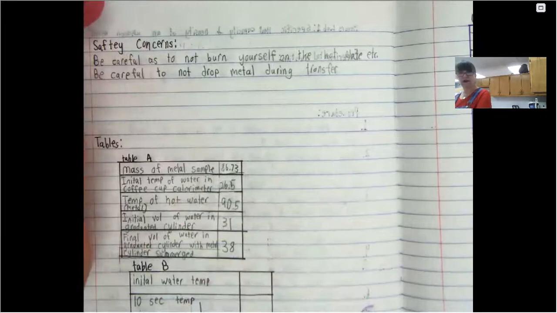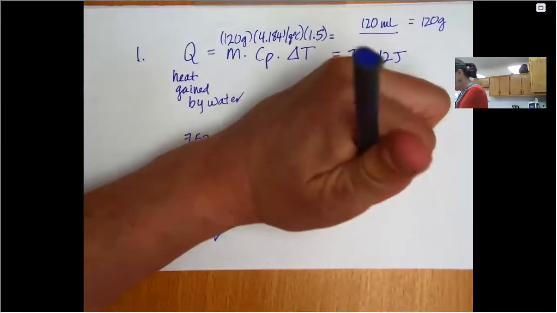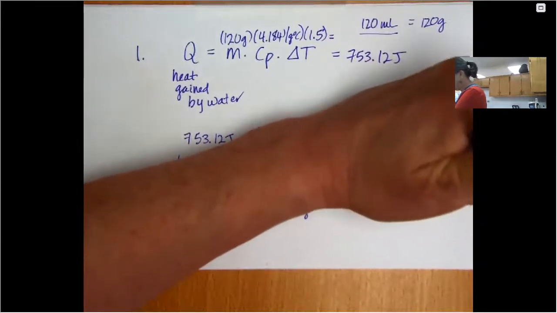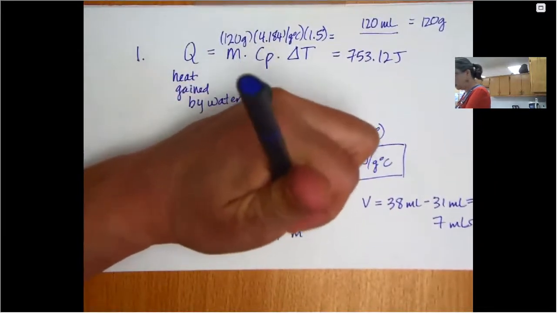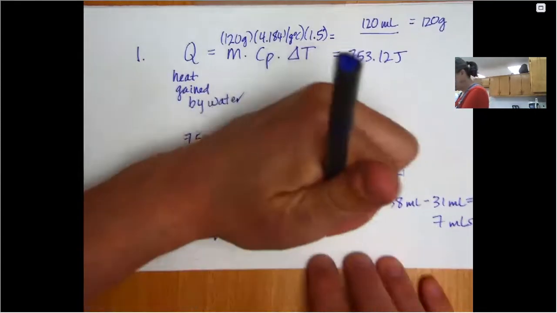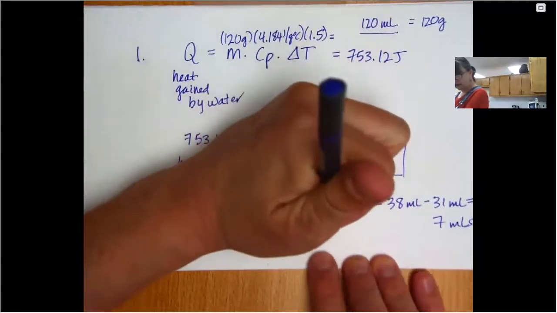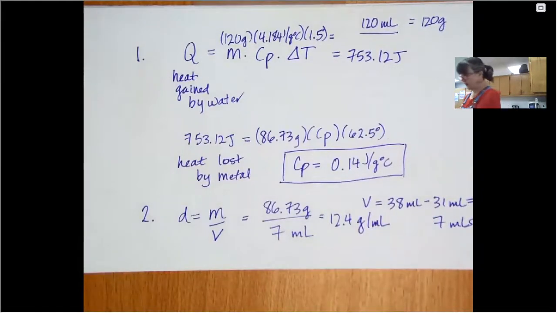Once he added the metal, it went up to 38. So how are we going to figure out the volume? Well, it's just the difference in those 2 volumes of water, the water with no metal and then the water with metal. So my volume in this case is going to be 38 minus 31, so 7 mils. And that's what will go on bottom for my volume. You're going to use the data that I provided you to get the same information. So when I take 86.73 divided by 7, I get a density of 12.4 grams per mil. So that is my second data point.